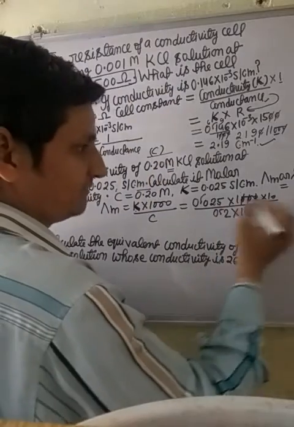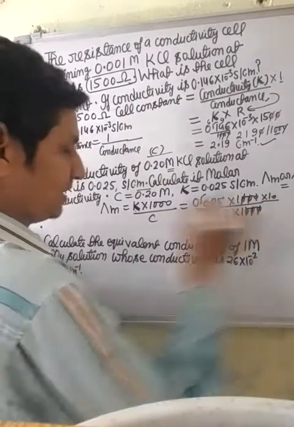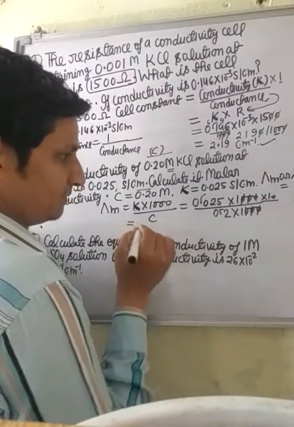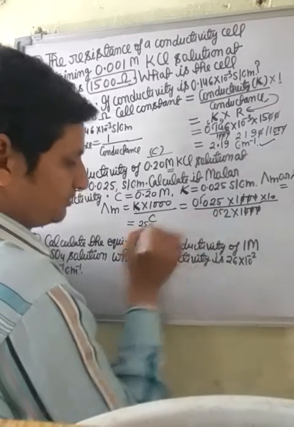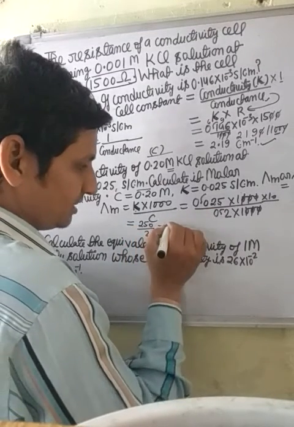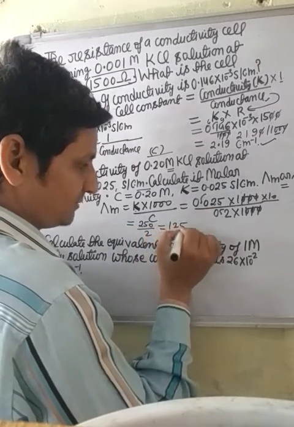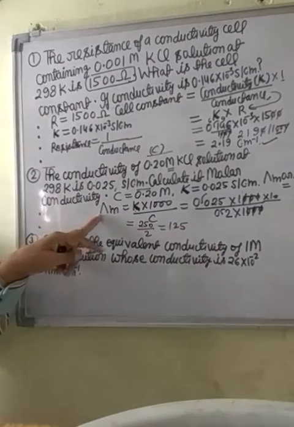Look here, 25 into 10. 25 into 10. 25 1 ja 25. 0. Divide by 2. We get 2 1 ja 2. 2 2 ja 4. 2 5 ja 10. So student, you have to learn this formula.